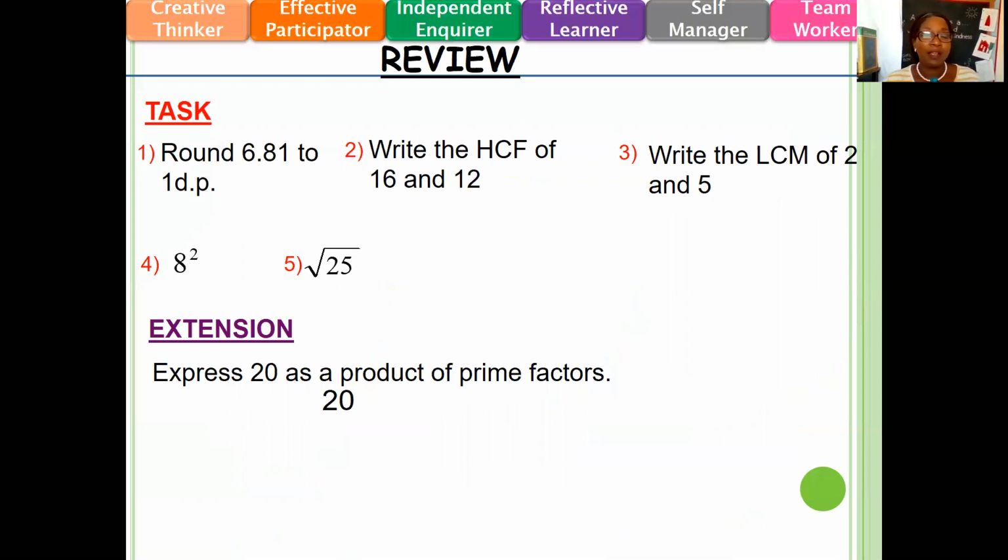Okay. Our extension, we want to express 20 as a product of prime factors. And just as a hint, because I know for some of us it's been a while, you can use the factor tree. That's what I'll be using. But you can also use the division ladder. So whichever one you used, you mastered already, please feel free.